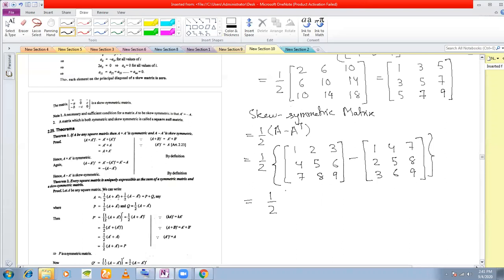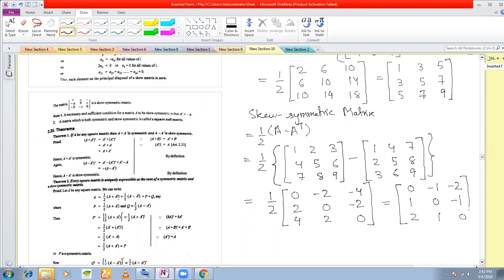Half of 1 minus 1 is 0, 2 minus 4 is minus 2, 3 minus 7 is minus 4, 4 minus 2 is 2, 5 minus 5 is 0, 6 minus 8 is minus 2, 7 minus 3 is 4, 8 minus 6 is 2, 9 minus 9 is 0. Now if you multiply half with all the elements, you get 0, minus 1, minus 2, 1, 0, minus 1, 2, 1, 0. So you've got the skew symmetric matrix.